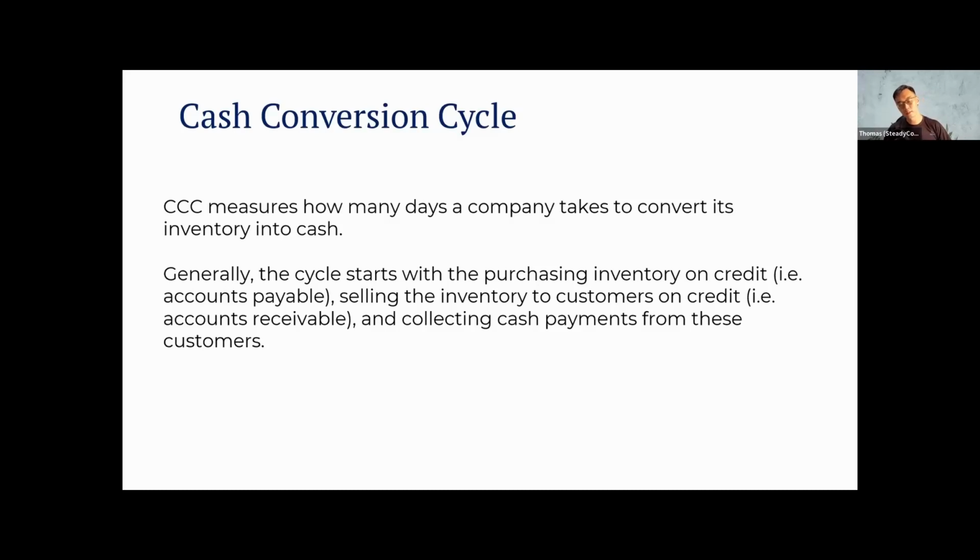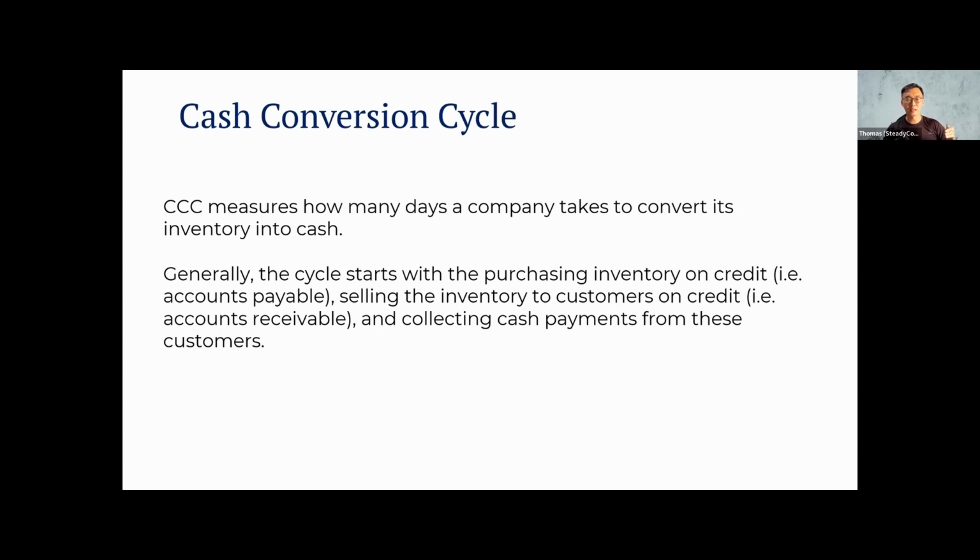Okay, so this one is the cash conversion cycle. It basically measures how many days it takes a company to convert its inventory into cash, right? And generally, the cycle starts with the company buying the inventory first. So for example, if today I'm NTUC, it starts with me buying Coca-Cola and then selling it to my customers, collecting my money, so on and so forth, and then paying my suppliers.